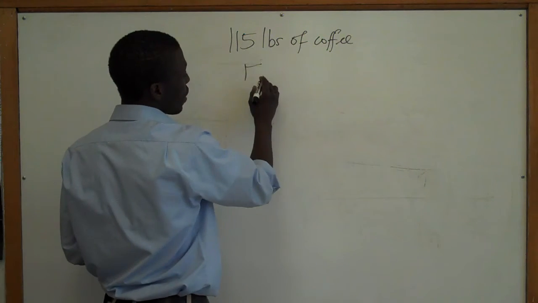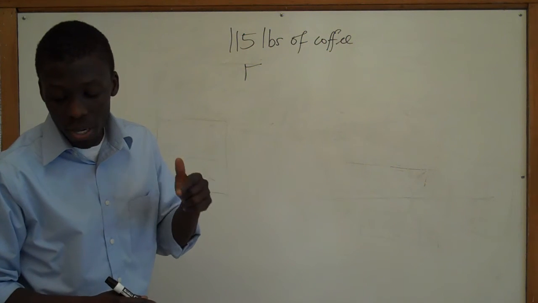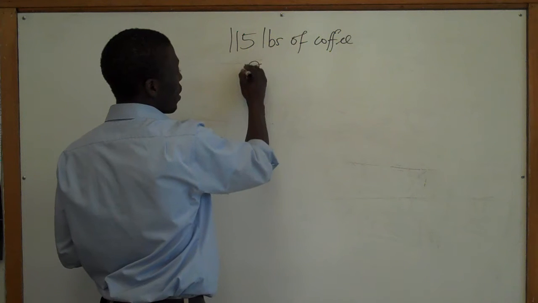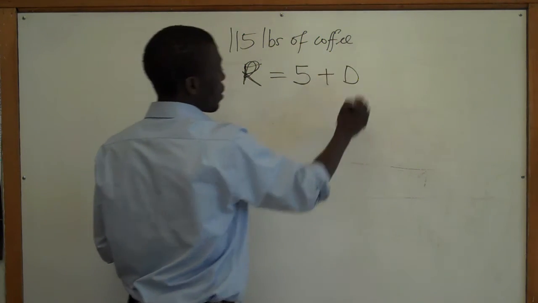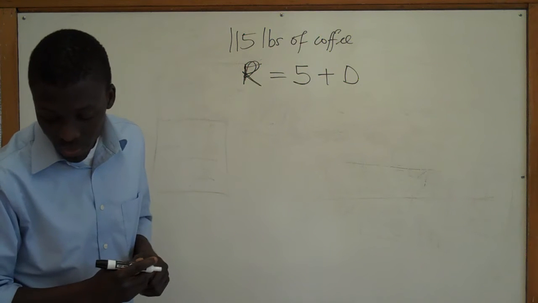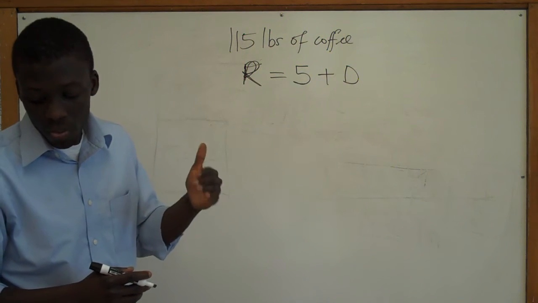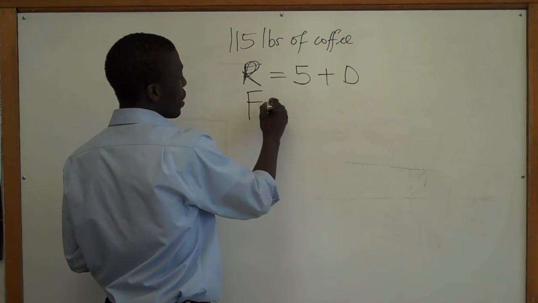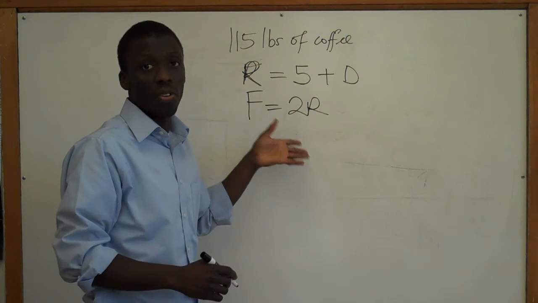So the amount of regular coffee sold was 5 pounds more than the amount of decaffeinated coffee. So regular coffee, let's call it R, was 5 pounds more than decaf. So 5 plus D. There were twice as many pounds of flavored coffee sold than there was regular coffee. So if you take flavored coffee, it will be 2 times R. R is the amount of regular coffee that was sold.